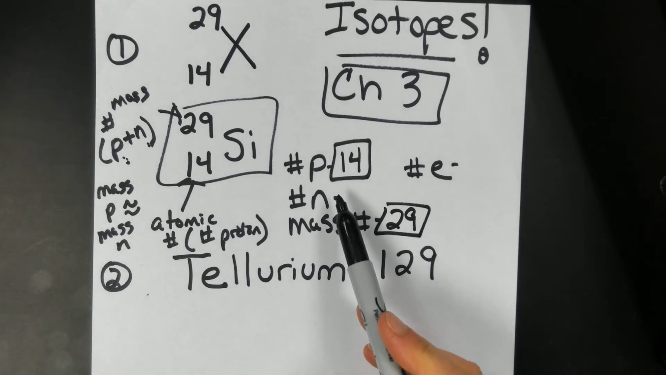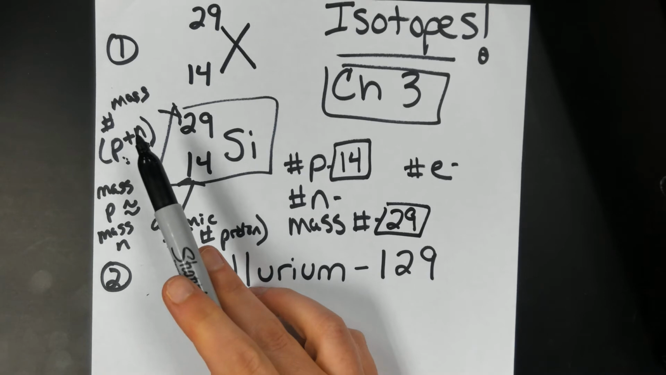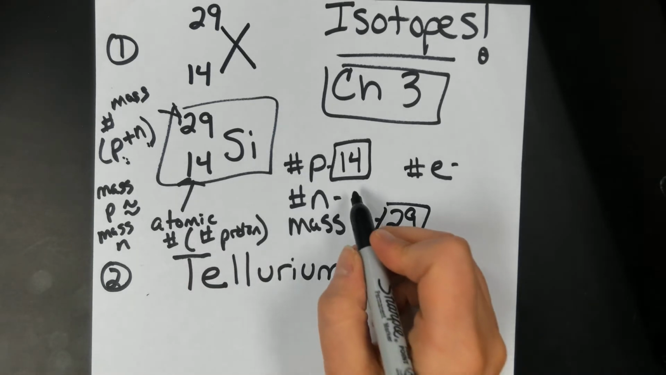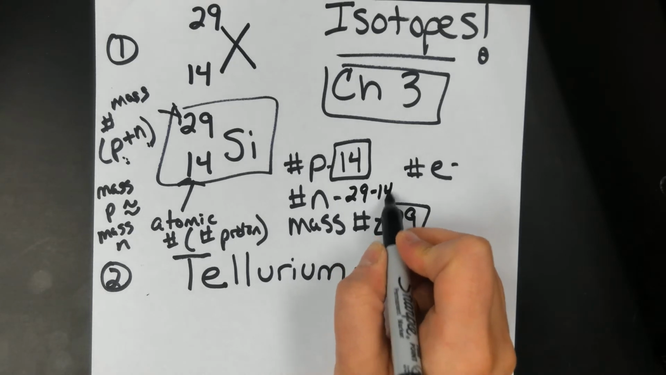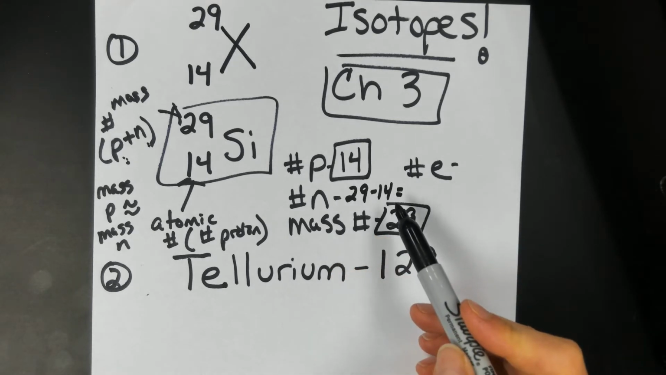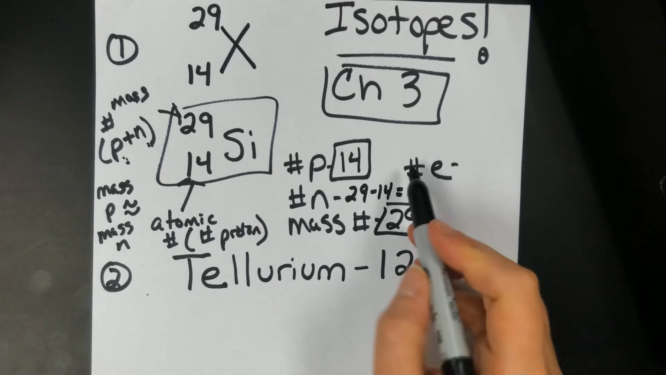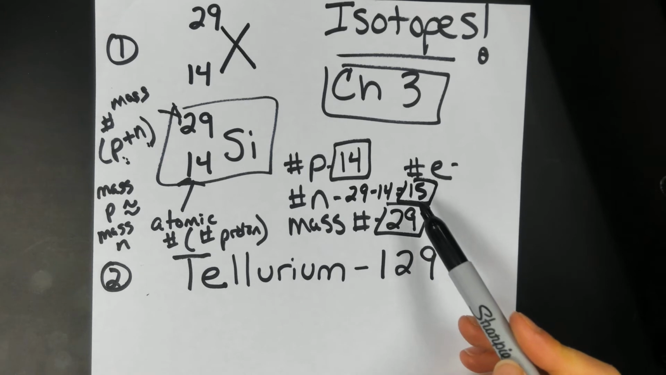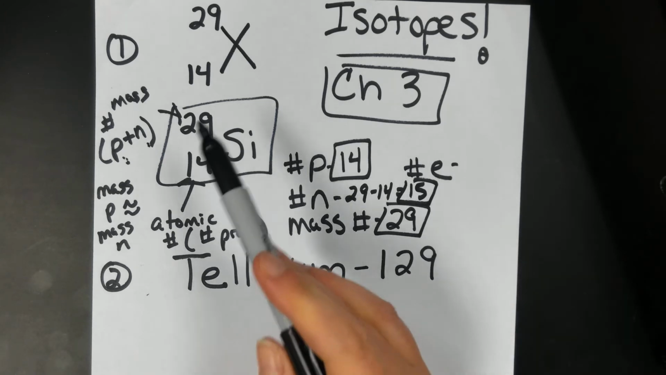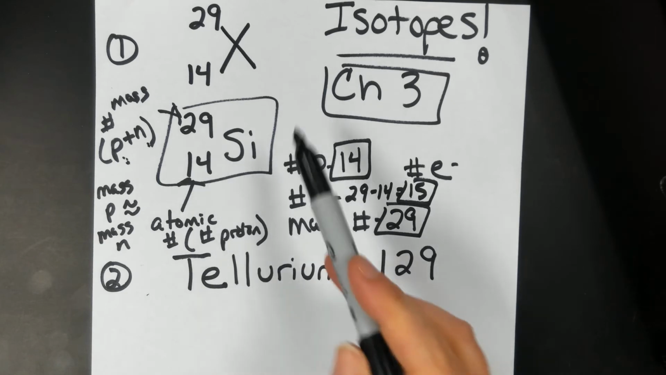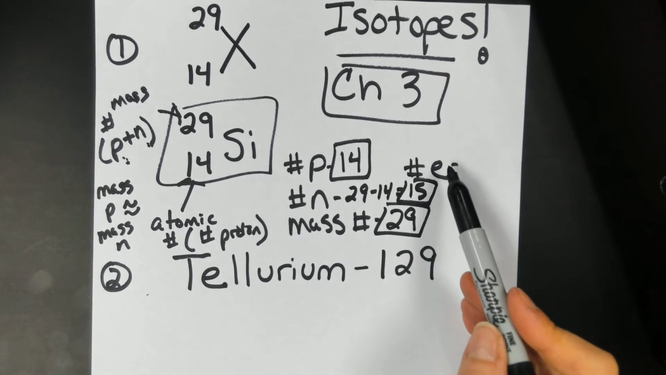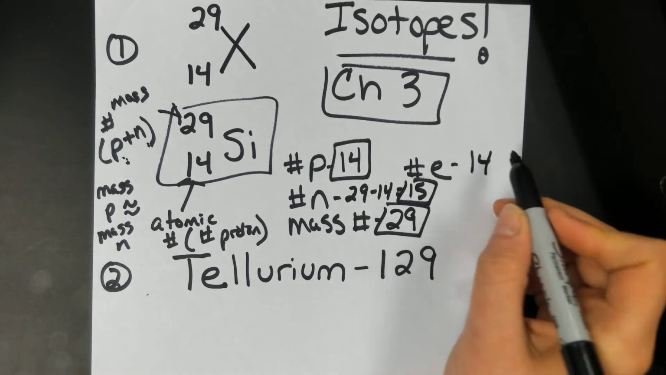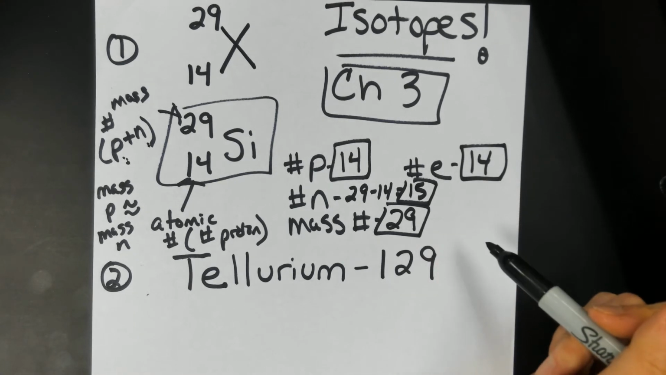And its number of neutrons. So if mass is protons plus neutrons, and I know protons and I know the mass, I do 29 minus 14, and what's that number? 15. So I have 15 neutrons for this situation. Number of electrons. Well, if it doesn't have a charge, which it doesn't, it's not a cation, you would have the same number of electrons as you do protons. Because remember, electrons and protons both carry an equal amount of charge.